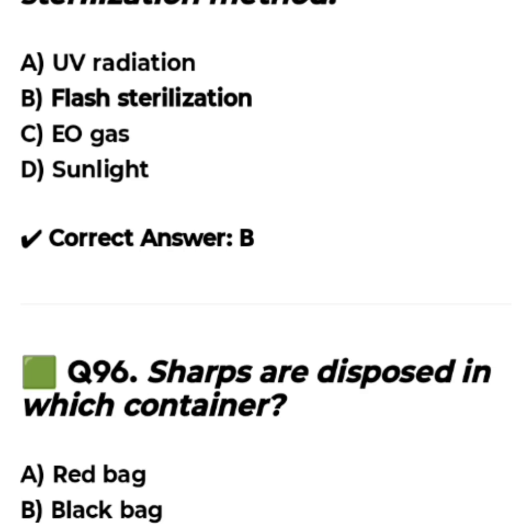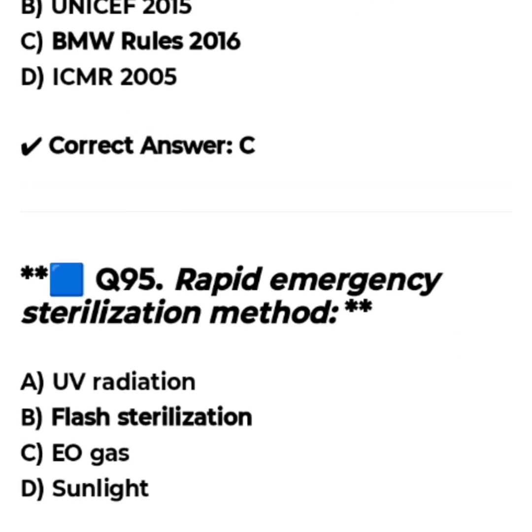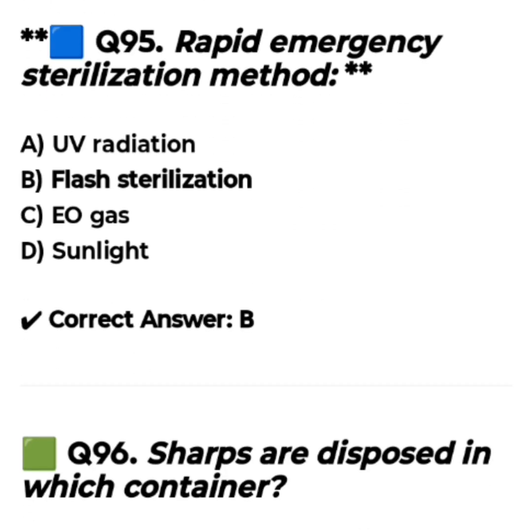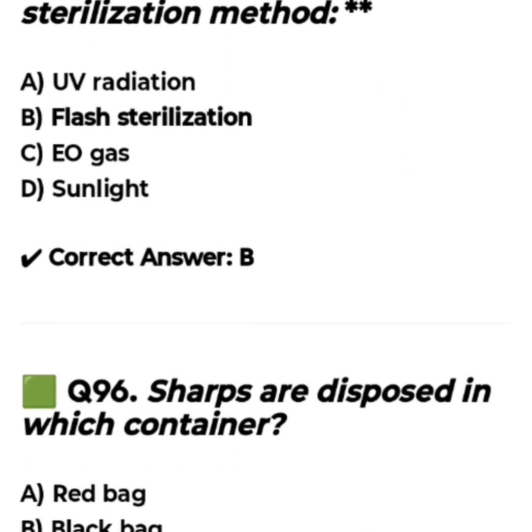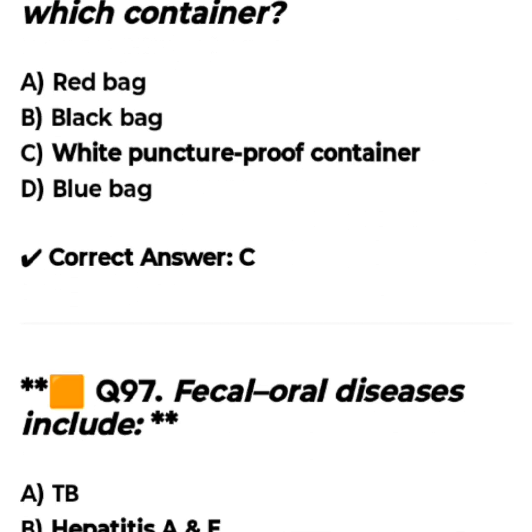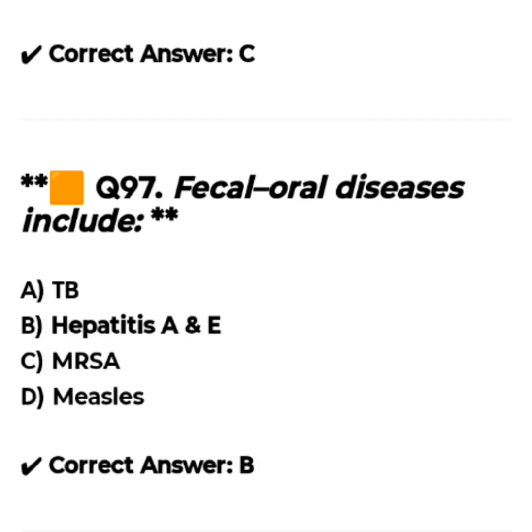Rapid emergency sterilization method. Biomedical waste management rules in India introduced in the year. The correct answer is option C, 2016. Rapid emergency sterilization method. The correct answer is option B, flash sterilization. Sharps are disposed in which container? The correct answer is option C, white puncture proof container.